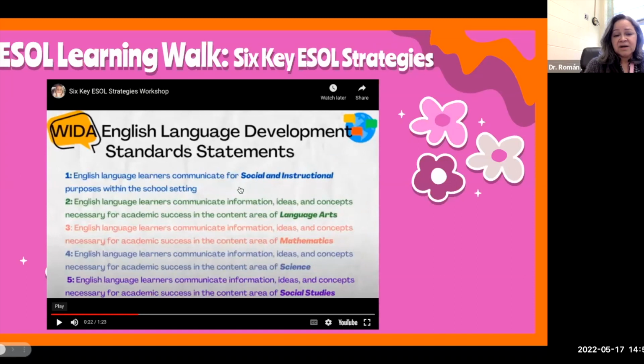And these are basically the same language development standard statements for social instructional purposes within the school setting for language arts, mathematics, science, and social studies. So we all have the same standard, but per content area. English language learners communicate information, ideas, and concepts necessary for academic success in the content area of language arts, mathematics, science, and social studies. We all are sharing the same standard. And it will be good for you to add this standard to your lesson plans, just in case you have it.